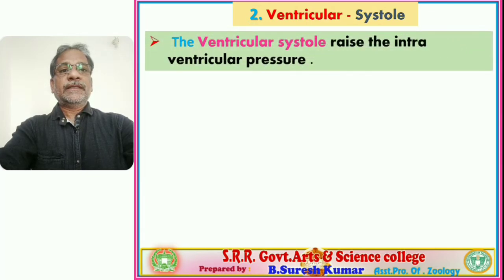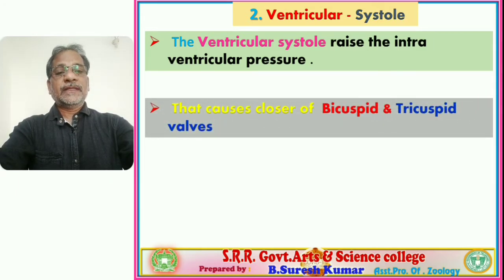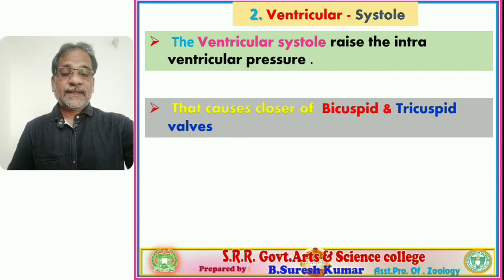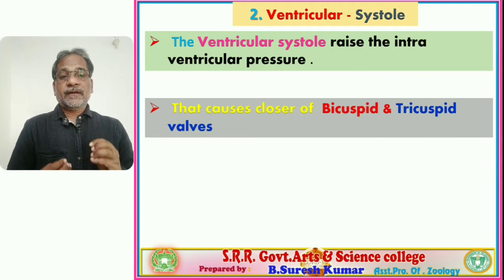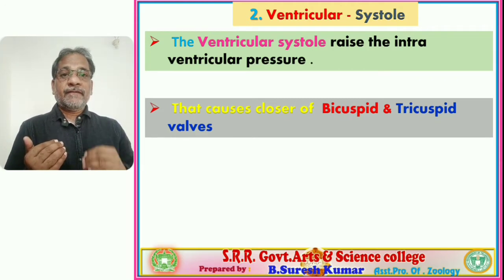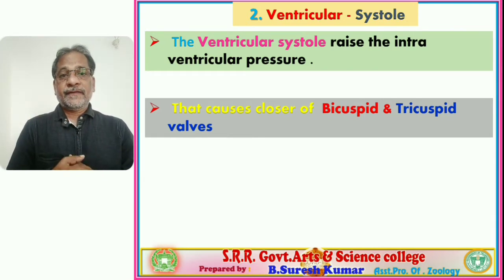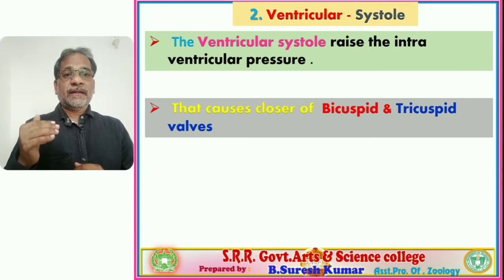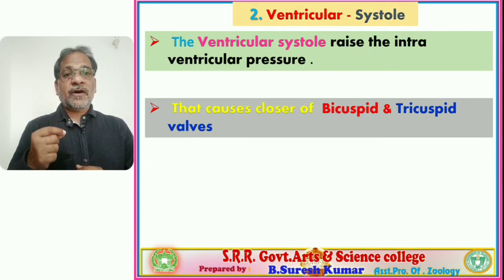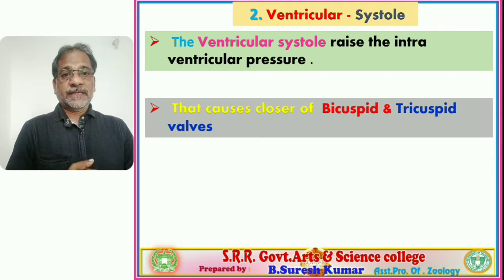Blood pumping path. Ventricular systole raises the intraventricular pressure, by which what happens? The bicuspid and tricuspid valves close. Why? Because if they don't close, what happens? The blood may pump reversely again into the atria. So to avoid that phenomenon, immediately the atrioventricular valves, the mitral valve and tricuspid valve, close.